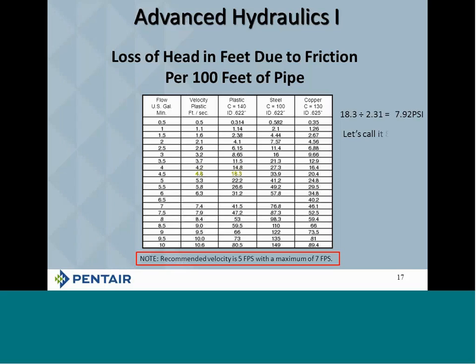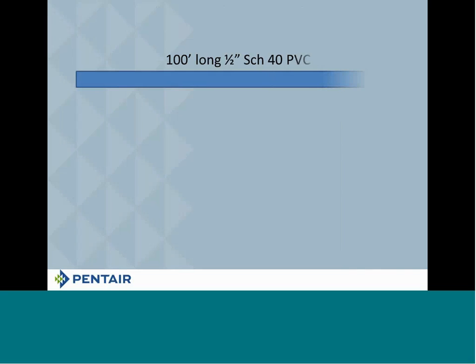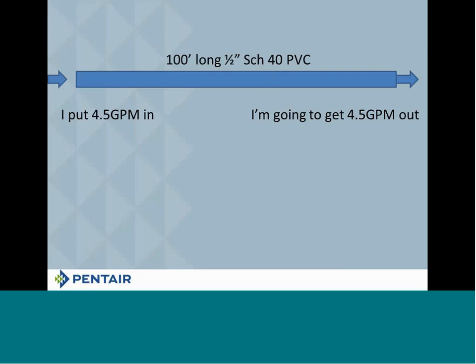Now, we're going to take a little break here and just show you something. And what we're going to show you is this. We've got a 100-foot long piece of pipe. Okay? Now, it's 1/2 inch schedule 40, which we were just talking about. 1/2 inch schedule 40 plastic. What we're going to do with this pipe is put 4.5 gallons in on the left-hand side. Of course, what that means is on the right-hand side, I'm going to get 4.5 gallons out, because where else can it go? It can't go anyplace.